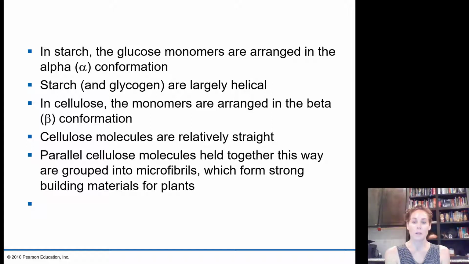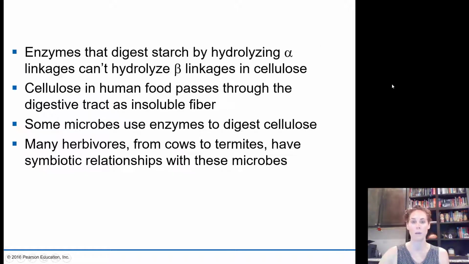Parallel cellulose molecules held together this way group in big microfibrils, so they'll just be stacked one on top of the other, making a huge microfibril, and that forms the strong building material for plants. That's why trees can be as tall as they are without flopping over. That's why plants can get very tall, even flowers, and still seem kind of flimsy but not fall down. Roses have real thick bases, etc.